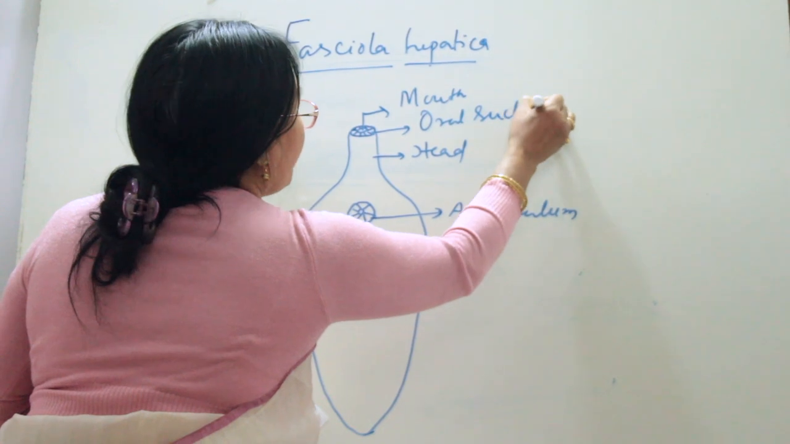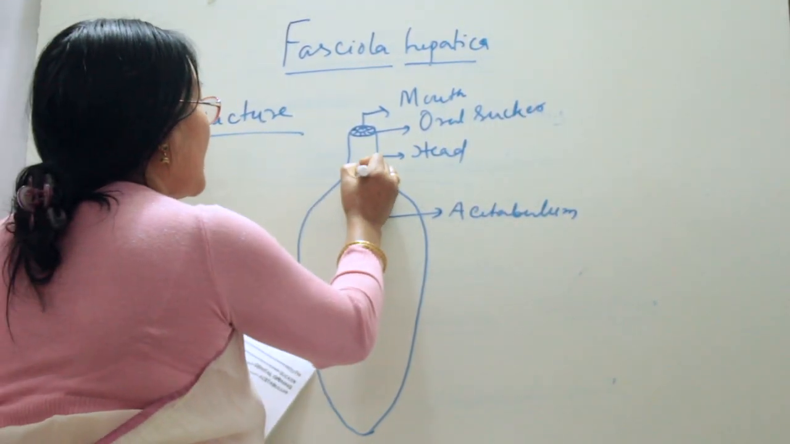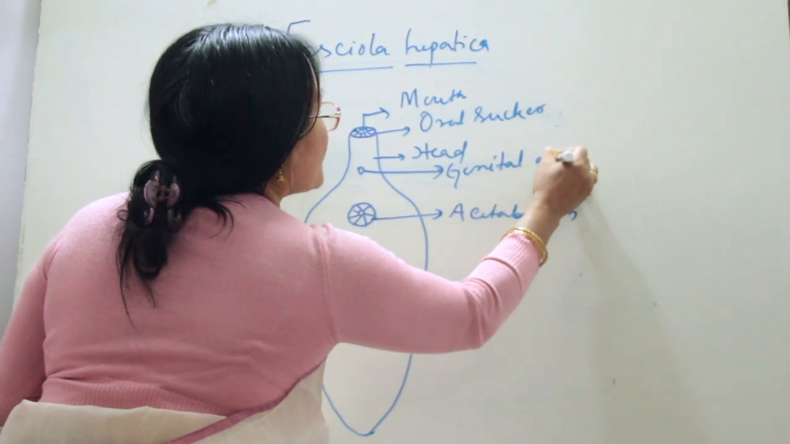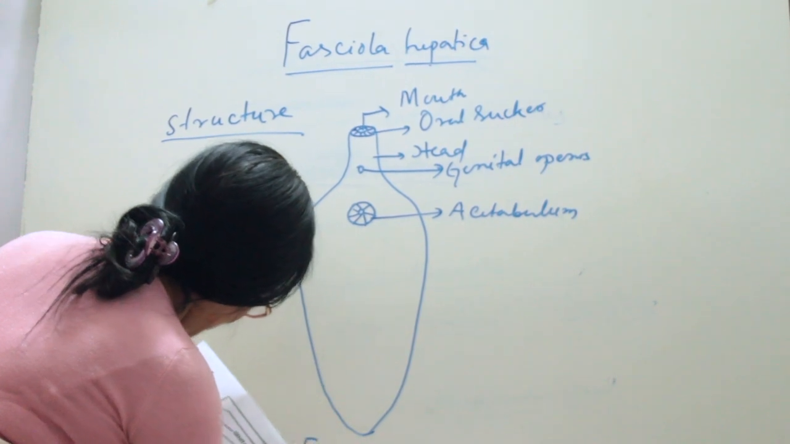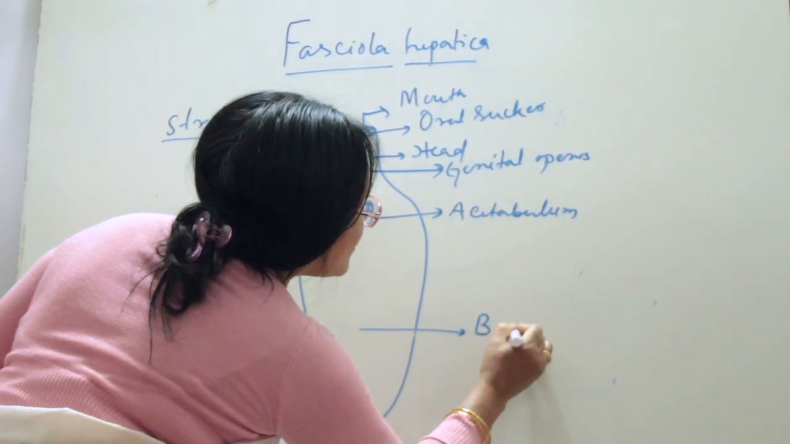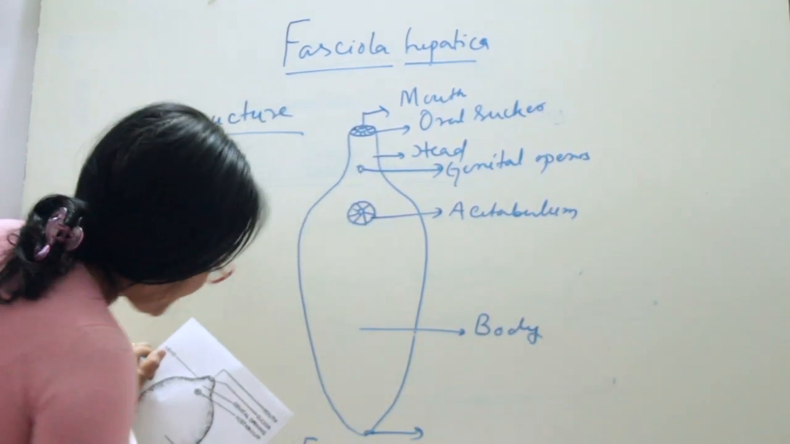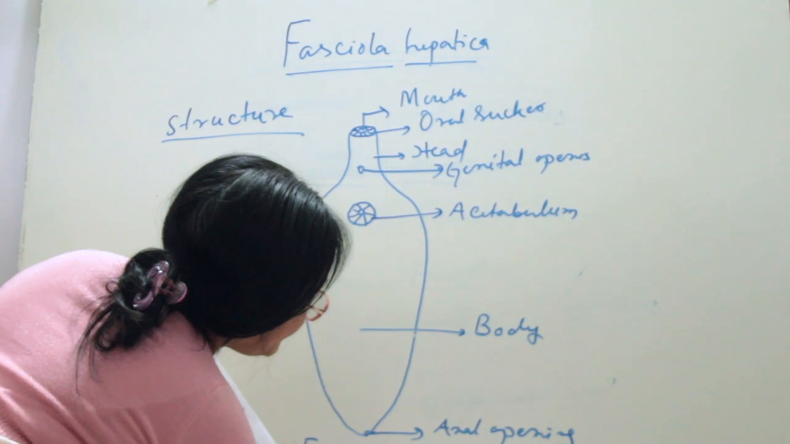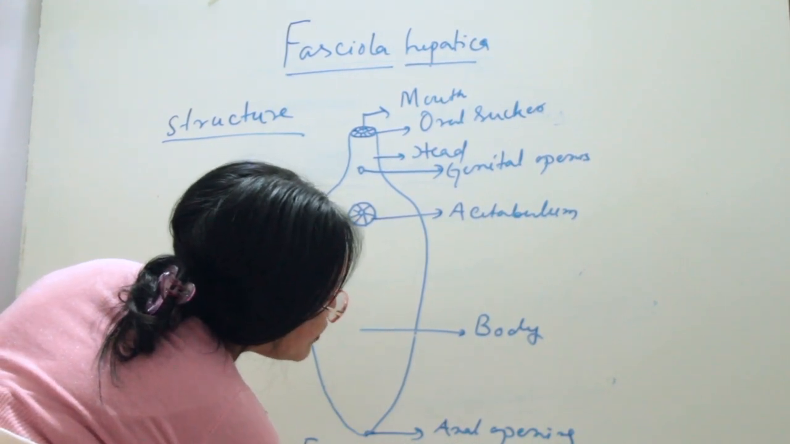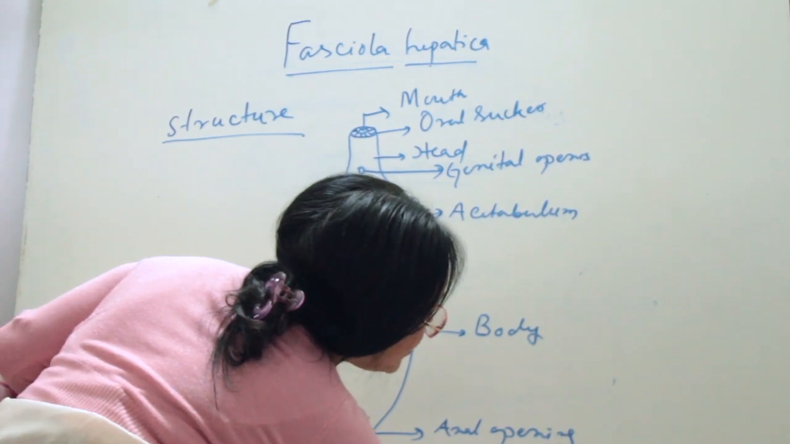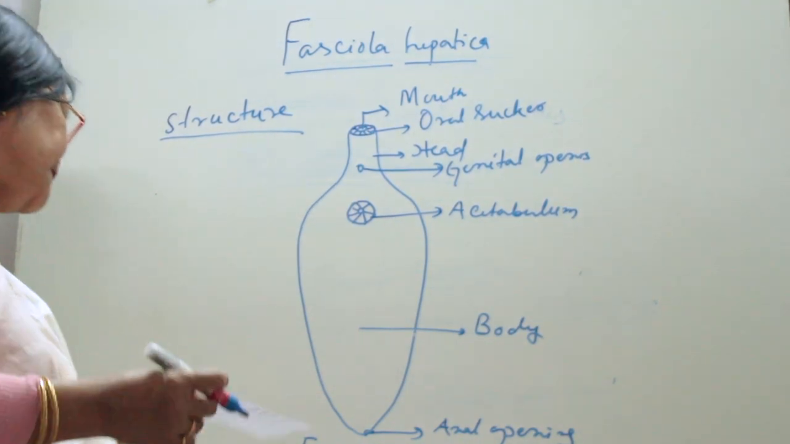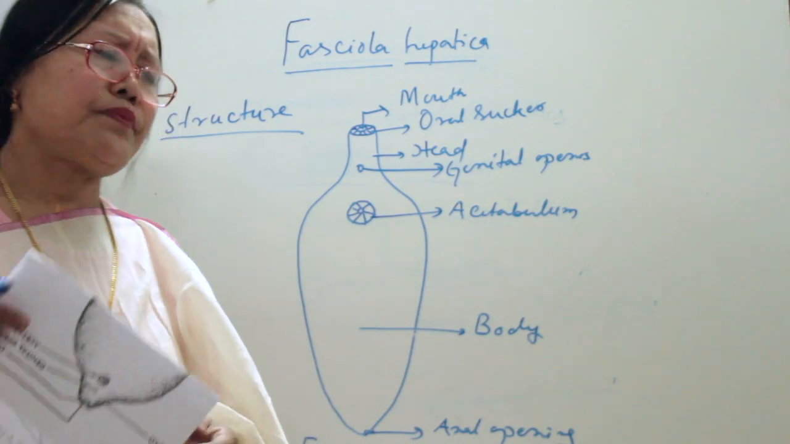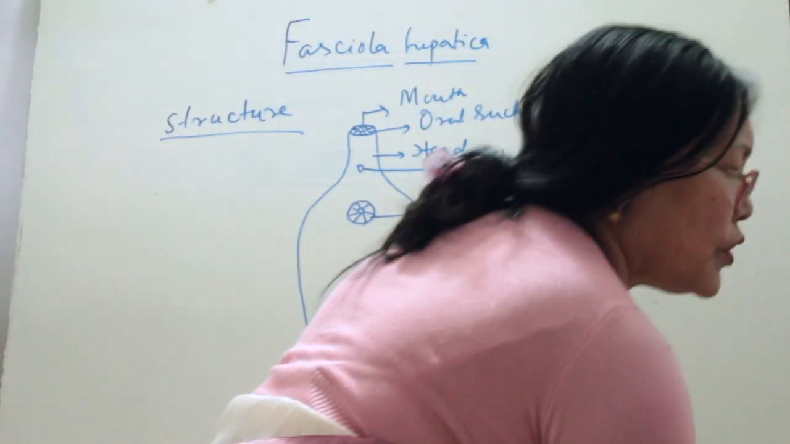The oral sucker is present at the anterior end of the body and this is the genital opening. Genital opening in the figure and this is the body and this is the anal opening. Anal opening in the figure, the structure of Fasciola hepatica. This helminth parasite is the largest fluke of the world.